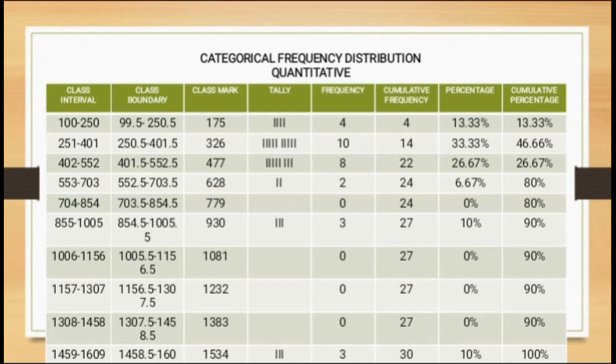In our class boundary, there are two limits, the lower limit and the upper limit. Our lower limit here is 99.5, and our upper limit is 250.5. So to our lower limit, we subtract 0.5, and to our upper limit, we add 0.5. So 99.5 to 250.5, 250.5 to 401.5, then 401.5 to 552.5, and so on until 1,458.5 to 1,609.5.